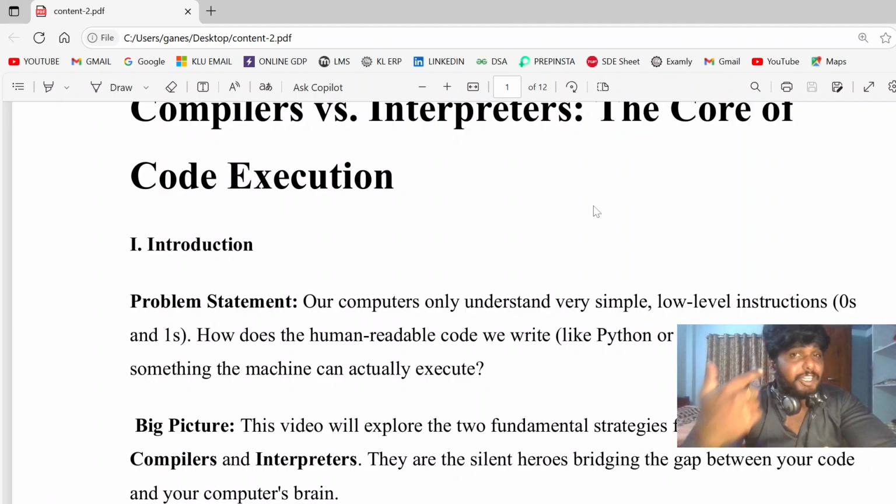Has anybody got this question in your mind: if we say print hello world, how does the system understand it? Because the system can only understand zeros and ones, right? So how can that be understood by the system? This is the main problem statement we face in our beginner stage.